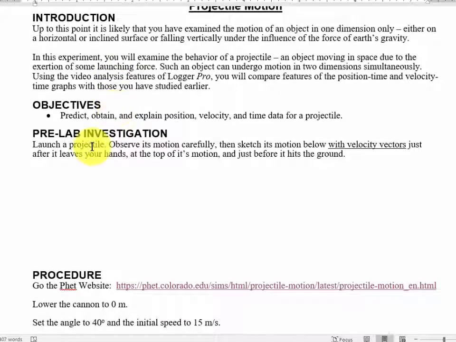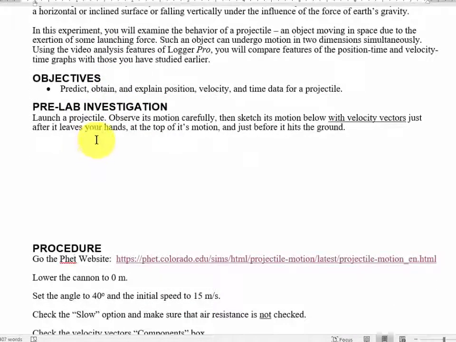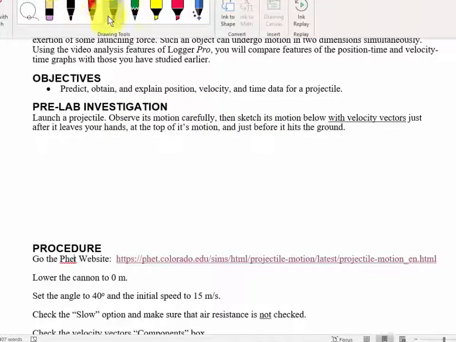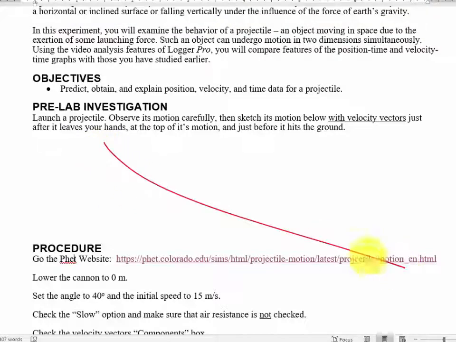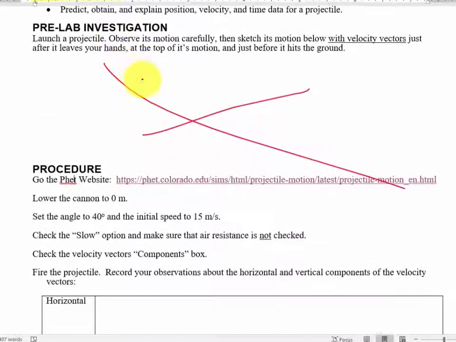What I want you to do is launch a projectile, not at your younger sibling, please, and then sketch the velocity vectors, preferably in component form, just after it leaves your hands, at the top of its motion, and just before it hits the ground. There is plenty of room right here to do so, and for some reason people always seem to forget to do that, so please don't.